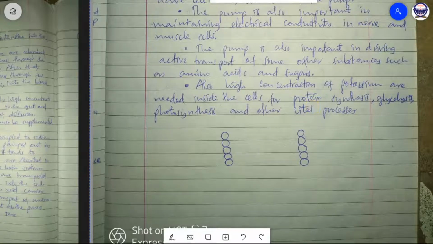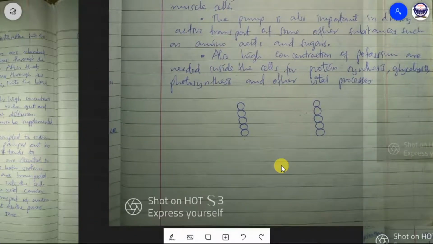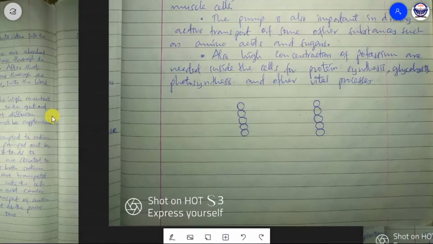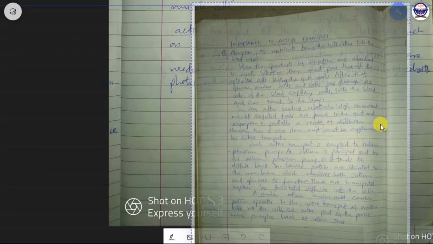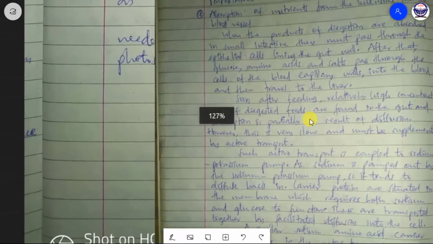Now here is the diagram which is present in the biological science book, and this diagram explains how the potassium pump appears. So I ask you to go to the BS book and look for this diagram in the explanation of active transport.